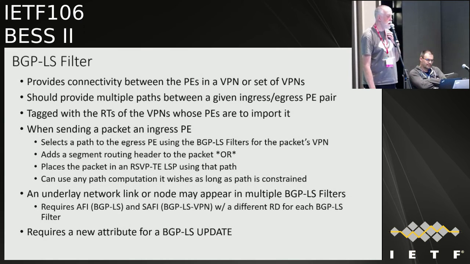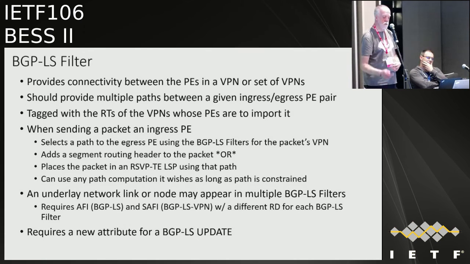The underlay network, pieces of the underlay network, may appear in multiple BGP-LS filters, and that's all according to what the central controller has done, how it's looked at the resources. But it means that you need an AFI and a SAFI with different RDs for each filter.